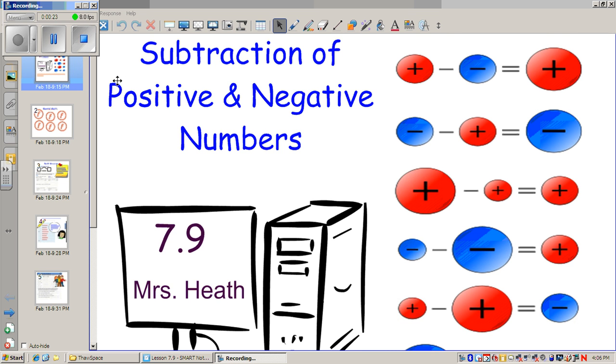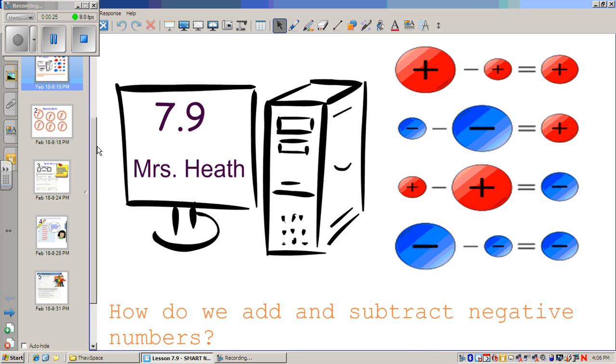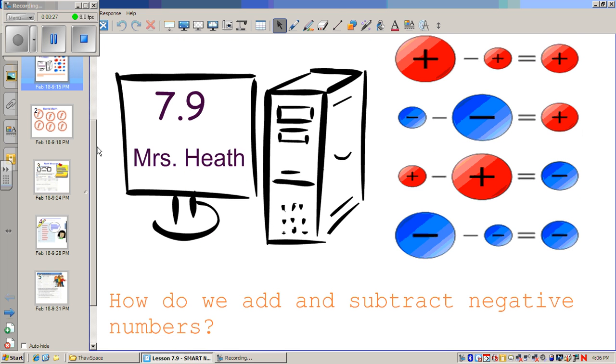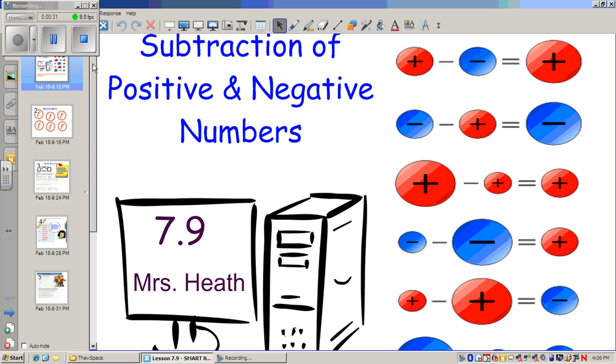So let's get started. Let's talk about what our objective is for the lesson. How do we add and subtract negative numbers? And that is our objective. Now, if you look at this little picture to the right, we have a plus, two negatives, and it ends up to be a plus. That's where I talked about the double negatives become a positive. And as we go through the lesson, you're going to see how that works.